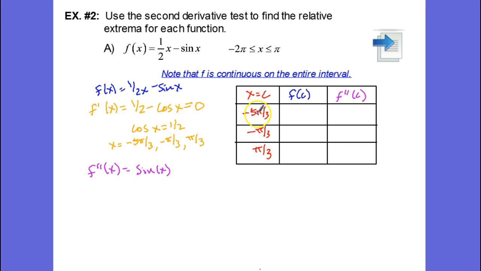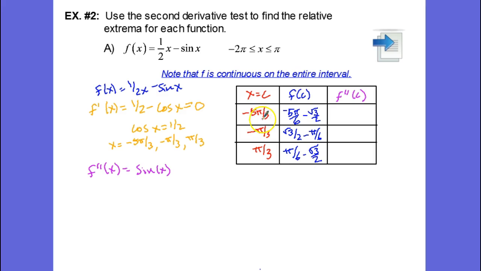So for negative 5 pi over 3, if we plug that into our original f, we get negative 5 pi over 6 minus the square root of 3 over 2. Negative pi over 3 gives us square root of 3 over 2 minus pi over 6. And finally, pi over 3 gives us pi over 6 minus the square root of 3 over 2.